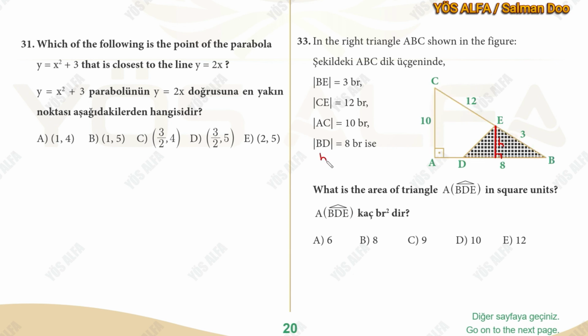H over this side, 10, is equal to 3 over 15. 5 times 2, 5 times 3. From here we have H is equal to 2. So the area of triangle BDE is half the base, which is here, and the height is known as 2. So the answer is 8.